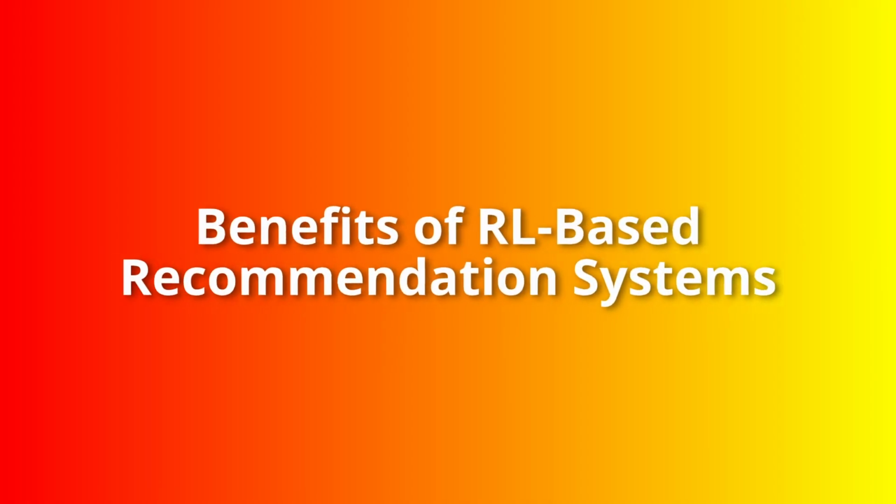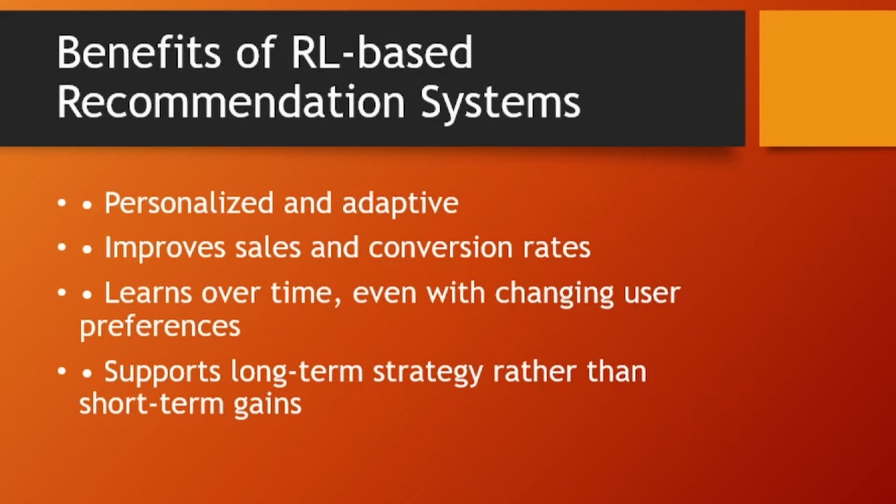Now, what are the main benefits of using reinforcement learning in recommendation systems? First one is adaptivity. The system adjusts to user behavior even if it changes from session to session. Then personalization. RL tailors suggestions uniquely to each user. Then higher sales. Smarter suggestions can lead to better conversion and learning over time. It doesn't just optimize for clicks, it learns from actions over time. Then long-term impact. The model focuses on user lifetime value, not just a single interaction. And this makes RL-based systems much smarter and more effective in the long run.